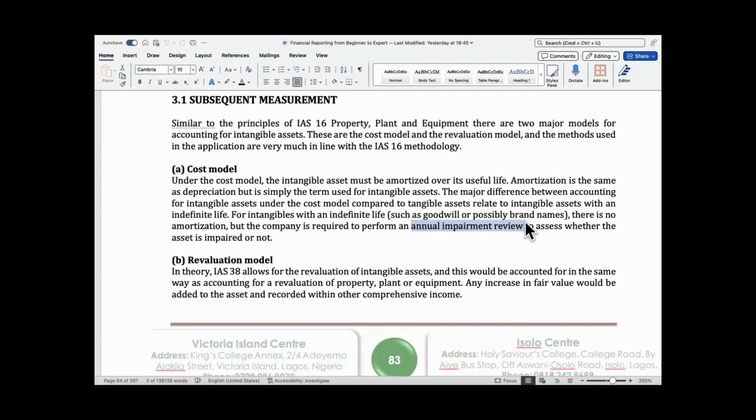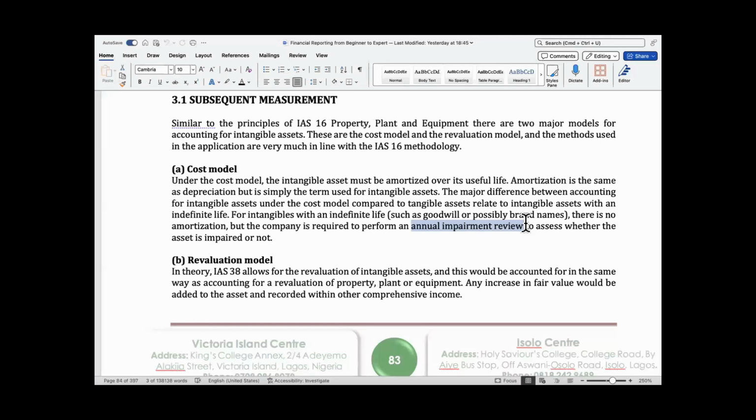I've not actually taught you impairments, but when I teach you impairment, I will explain that they are majorly determined by comparing the carrying amount of an asset with its recoverable amount. So we're going to talk extensively on that. Please note that.